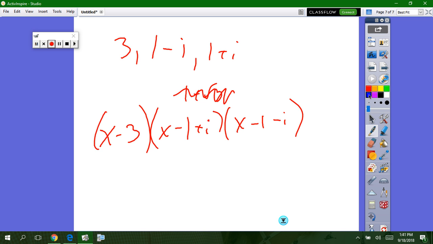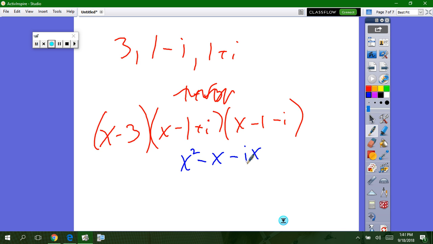Okay, so what are we going to multiply first? Leah, what will you do first? I'd do the last two. I'd get rid of those suckers with i's, because if they're conjugate pairs, I'll get rid of the i's. Okay? Because what's x times x? X squared. What's x times negative 1? Negative x. X times negative i. Negative ix. That's the first one.